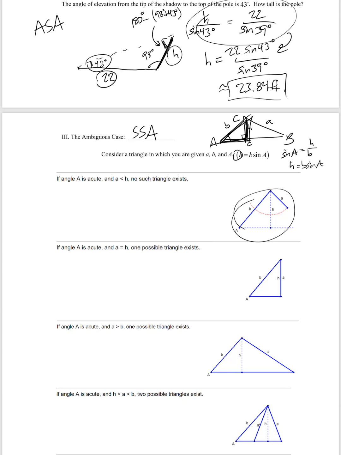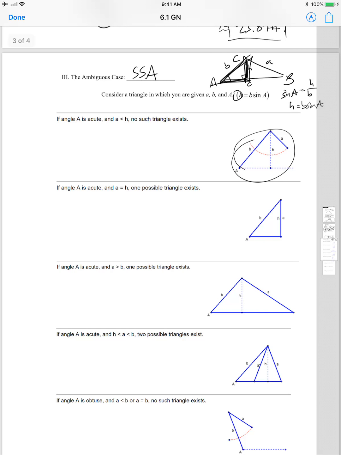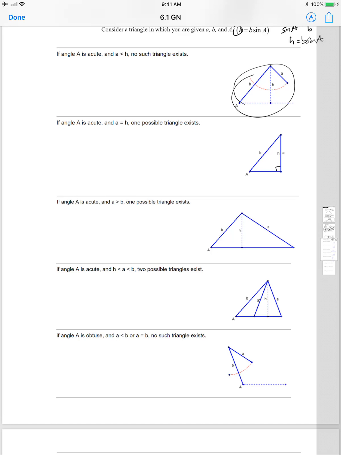None. If angle A is acute and A equals the height, then there's one possible triangle. It's a right triangle right here. If angle A is acute and A is greater than side length B, then there's one possible triangle right here.